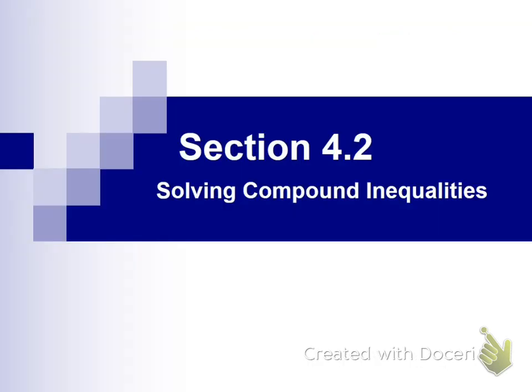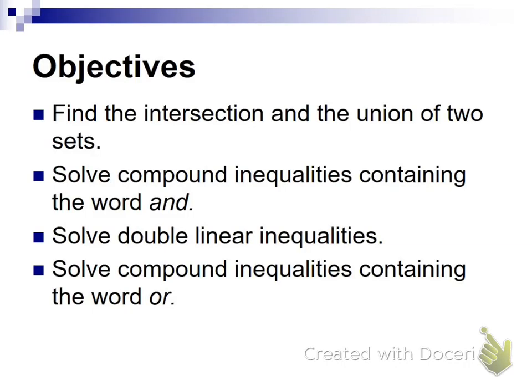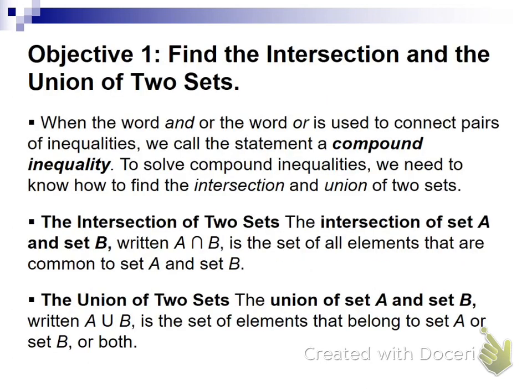And we're going to go into section 4.2, solving compound inequalities. We'll continue using that interval notation. And we're going to talk about how to find the intersection and the union of two sets. That's solving compound inequalities containing the word and, also or. So intersection is and, union is or. Academic standards that go with it.